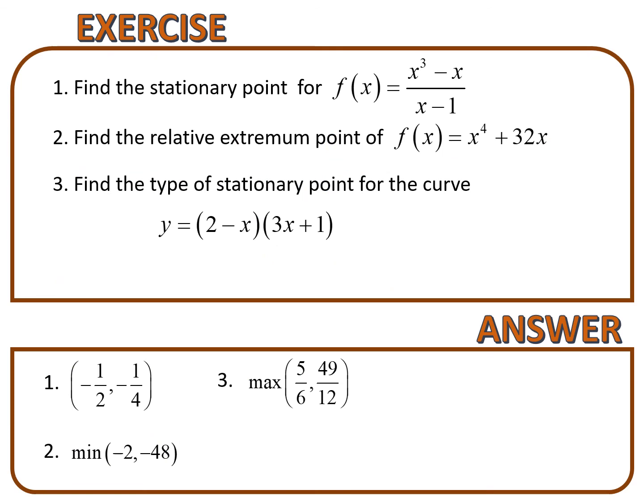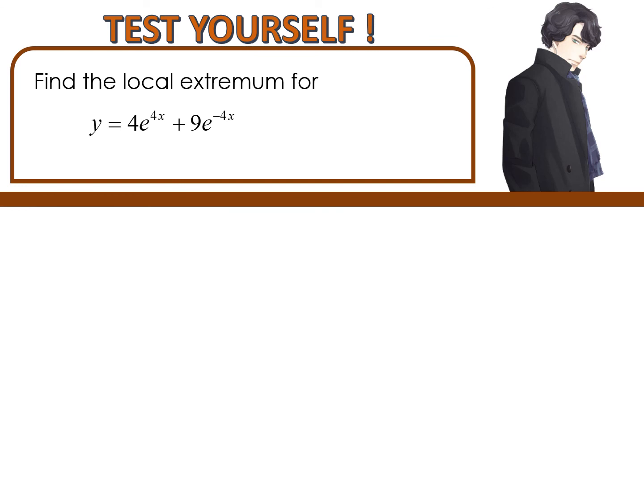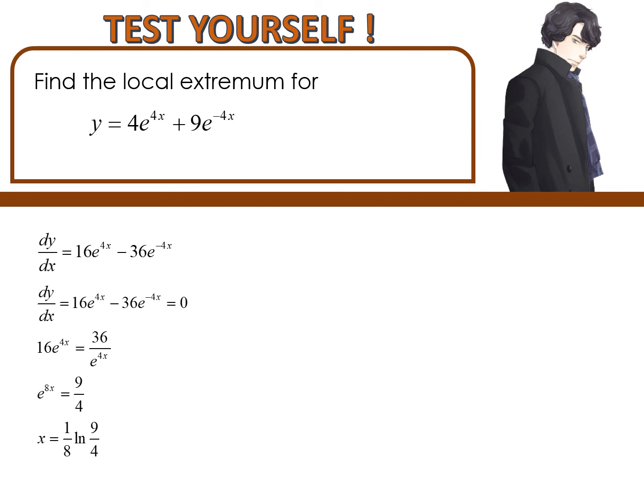So please try this exercise and refer to the answer. Test yourself: find the local extremum for y equals 4e to the power of 4x plus 9e to the power of negative 4x. First, we need to differentiate. We will have 16e^(4x) minus 36e^(negative 4x). Then we let it equal 0. So we solve the exponential equation. We will have x equals 1 over 8 ln 9 over 4.